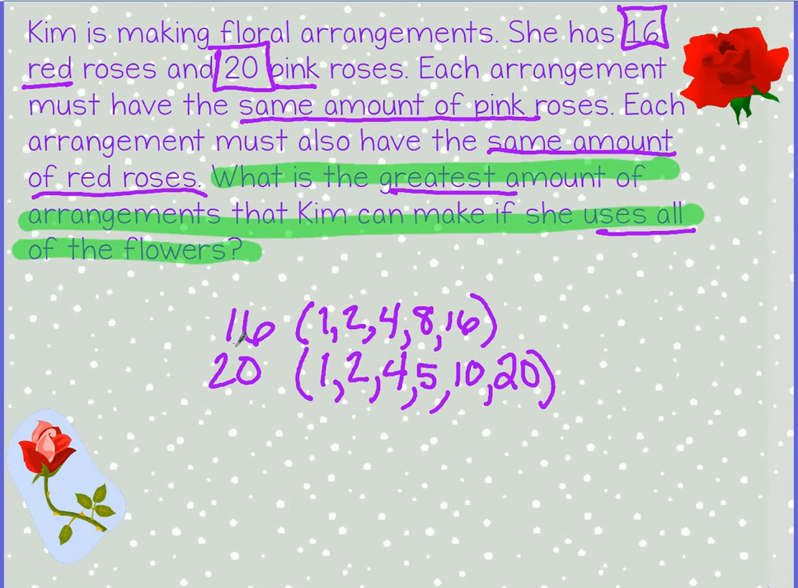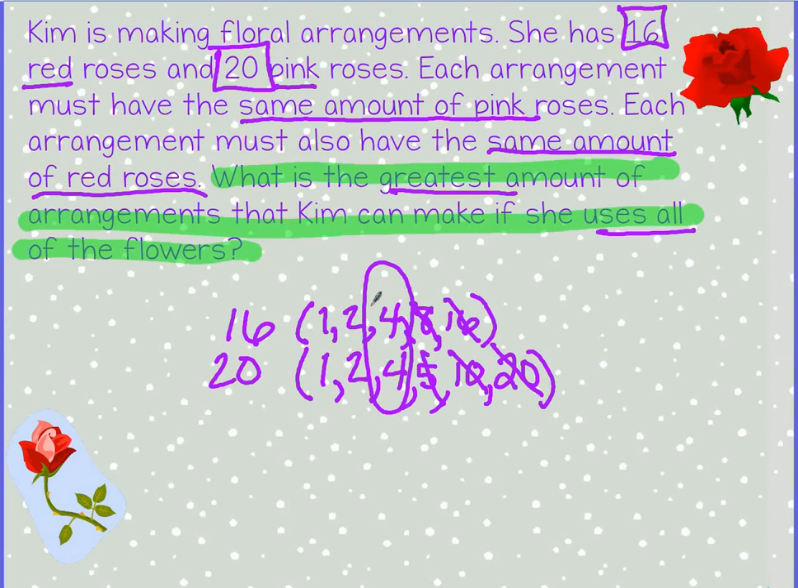Now the thing is, in order to use all of them, she has to find a number that both 16 and 20 can be divided by, and it wants to be the greatest because we want the most amount of arrangements. So we know she can't make 20 groups because she doesn't have 20 of her red roses. And it can't be 16 because 16 is not a common factor of 20 and 16. It can't be 10 because 10 is not a common factor of 10 and 16. It can't be 8. It can't be 5.